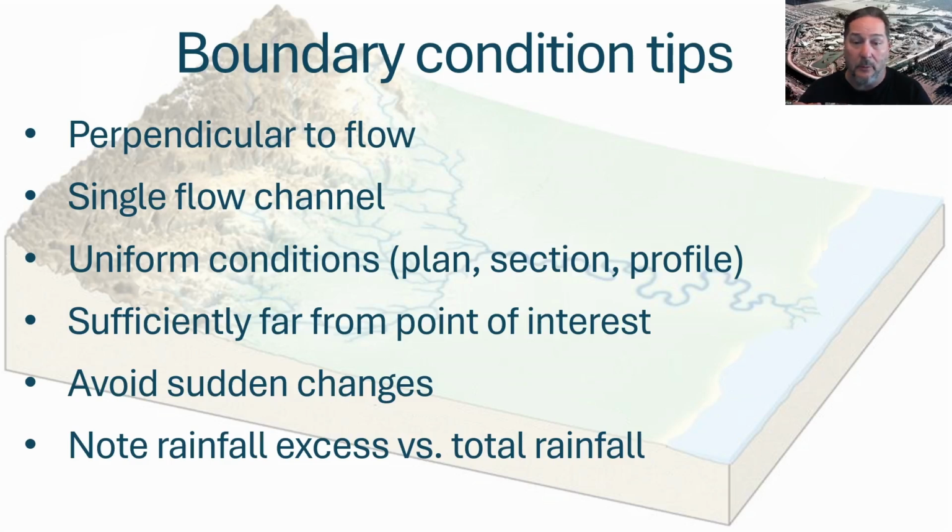So as you're drawing your perimeter, you may already want to be thinking about how you're going to bring this in, because just like in a 1D model cross-section locations, you want it to be perpendicular to the flow. You want it to be fairly uniform, not just horizontally, but vertically as well.